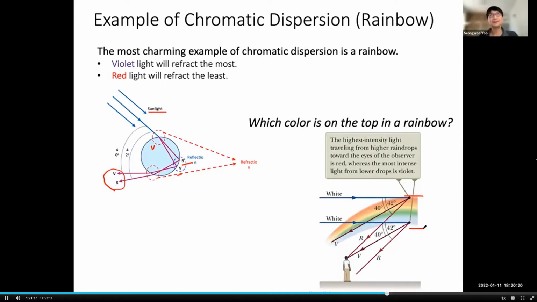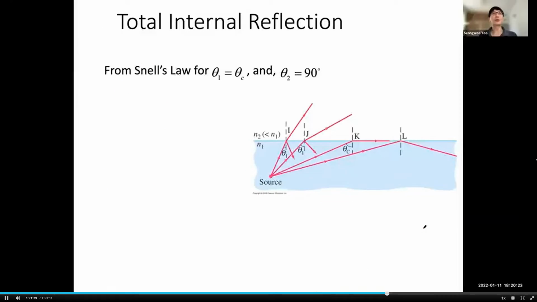All right. Now I will move on to our last topic, which is total internal reflection. Let me use this diagram. In this case, we assume that the light source is in the medium with the higher refractive index. In other words, this lower medium has a higher refractive index than the upper medium. We can consider that this lower medium is water and the upper medium is air.